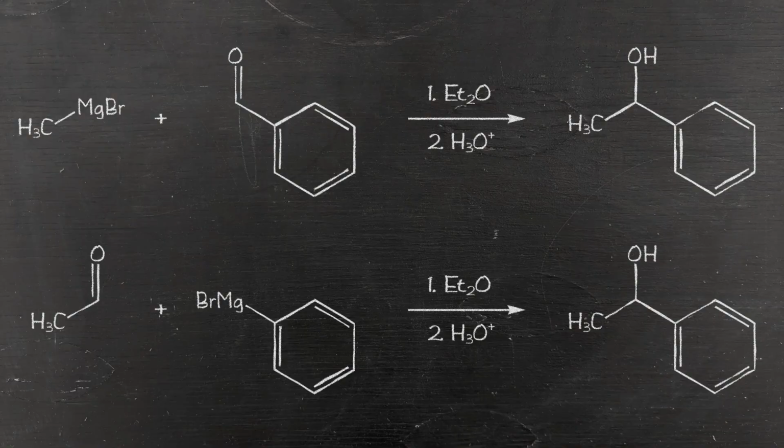In almost every example I have given so far, we could have switched which molecule was our Grignard reagent and which one was the source of our carbon-oxygen double bond. For example, instead of using methyl magnesium bromide and benzaldehyde to form 1-phenylethanol, we could instead have used acetaldehyde and phenylmagnesium bromide. And I think it is this flexibility that draws students to the Grignard reaction when they are performing retrosynthetic analysis. Hashtag topic for a future video. And we're not done yet.